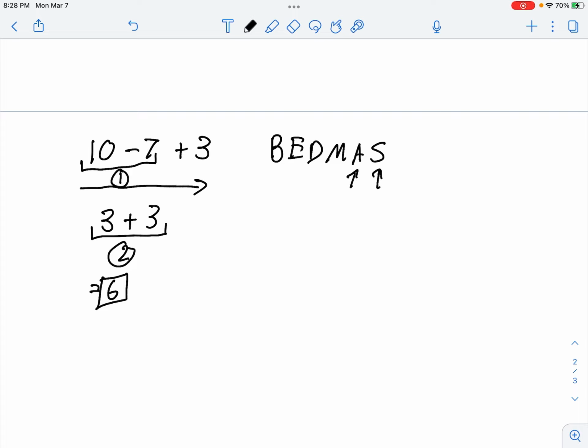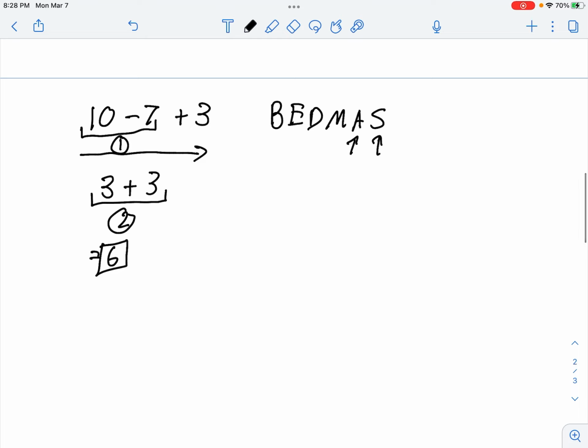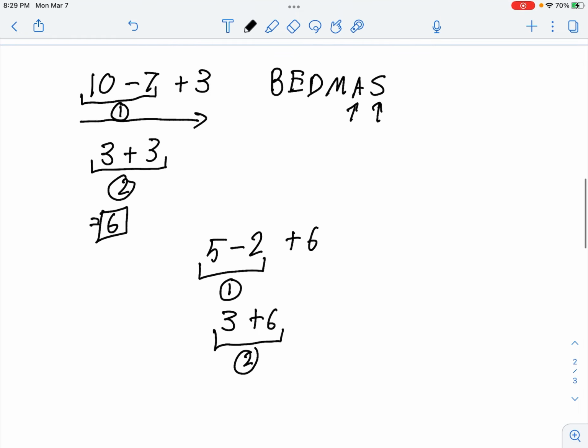So let's do one more example. Let's say we have 5 minus 2 plus 6. Again, subtraction shows up first when we start reading from the left. So we do 5 minus 2 first, and that gets us 3. So we have 3 plus 6. Then we do this one second, and we get our answer of 9.